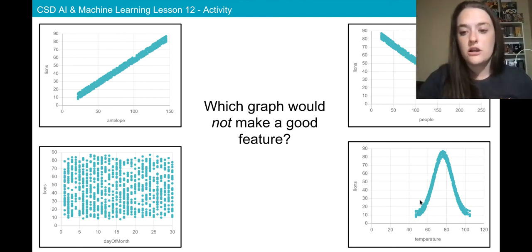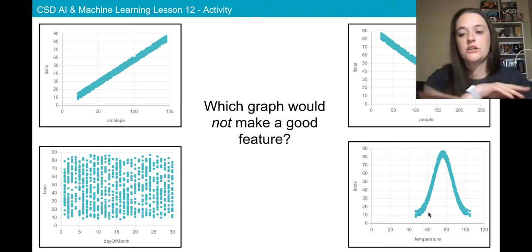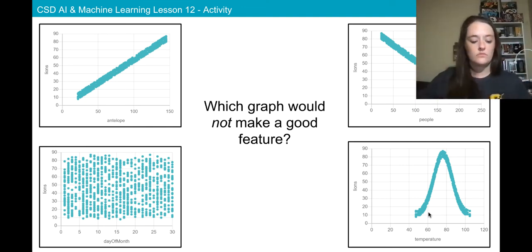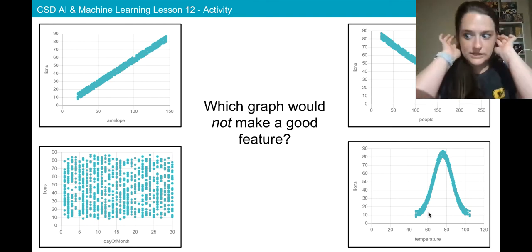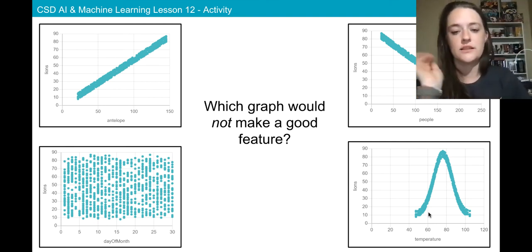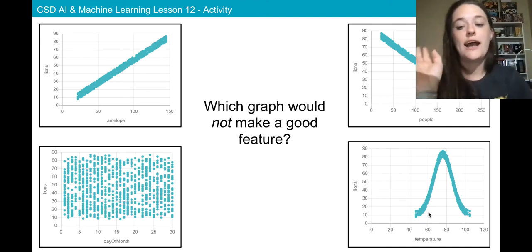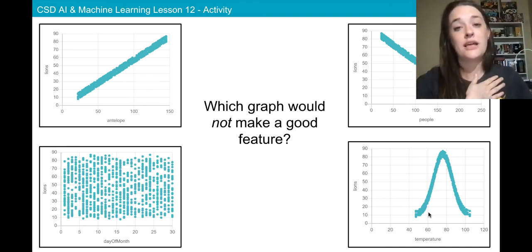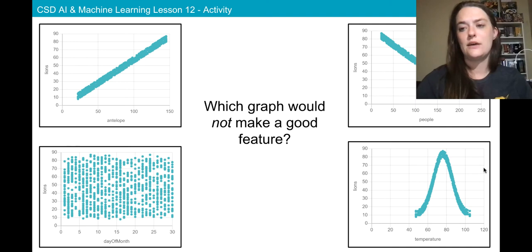And then a bell curve is your standard relationship in statistics or something like that. I don't really remember. I'm kind of surprised that I even recognized that that was a bell curve. Okay.